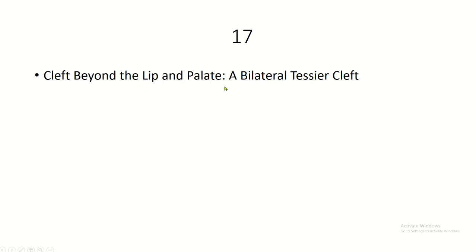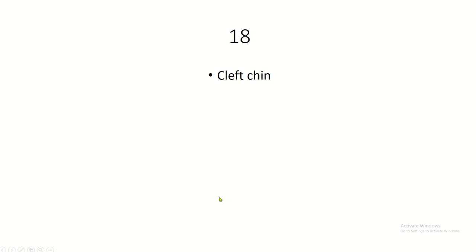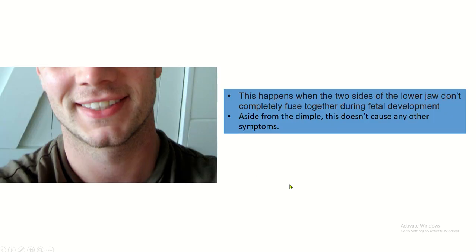Cleft beyond the lip and palate, a bilateral transverse cleft. You see, there is an oblique facial cleft that is severe, or a facial cleft beyond the lip and palate, and here there is faulty fusion of the frontonasal and maxillary process and convergence of the mandibular prominence. And last one, the cleft chin. This happens when two sides of the lower jaw don't completely fuse together during fetal development. Aside from the dimple, this does not cause any symptom.